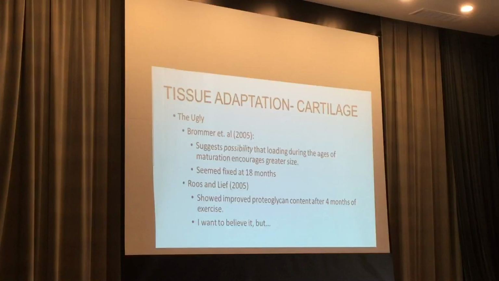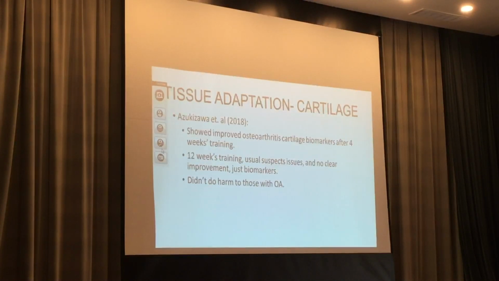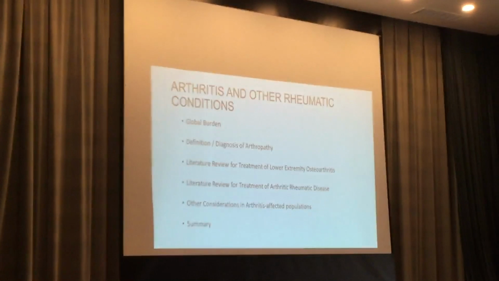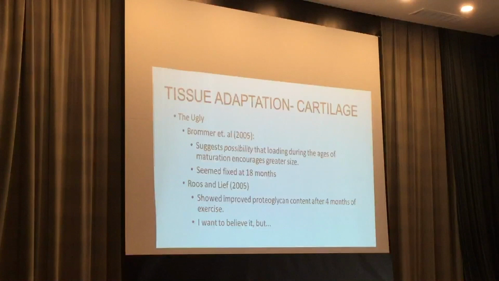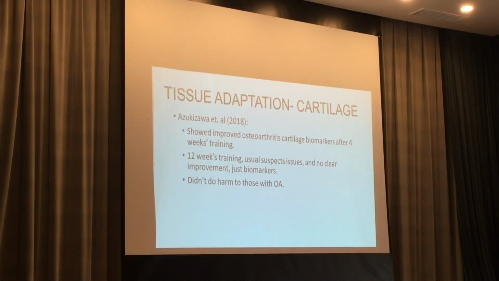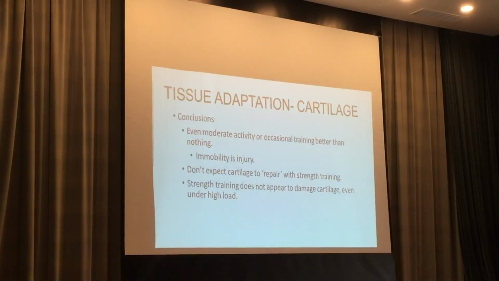Rusin showed improved proteoglycan content after 4 months of exercise. I want to believe it, but it's a case of biomarkers only, not a lot of straight data, and there was no measure of any actual, useful strength metric. This is fascinating. Okay, finally, Azukizawa. The most useful part here is that 12 weeks of strength training, it was a straight biomarkers measurement. There's only so far you can go with it, but it didn't harm those with osteoarthritis, which is a big key. When people say, hey, I have arthritis, can I train? Repeatedly, we see in the literature again and again and again, yes, you can train.